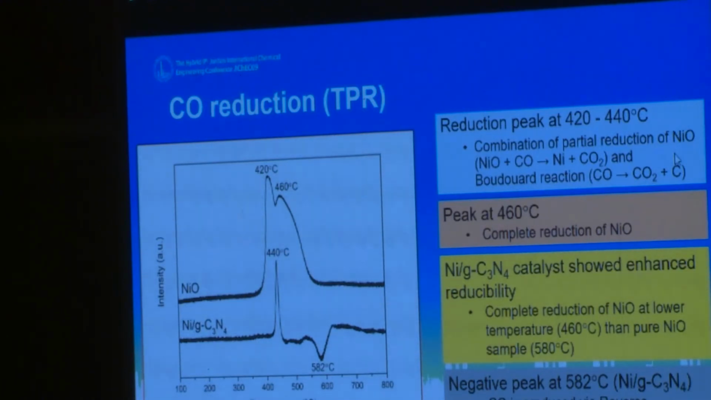So as for nickel supported carbon monoxide, the catalyst should enhance reducibility because there is a complete reduction of nickel oxide at lower temperature than the pure nickel sample. However, we detect a negative peak at 582 degrees, which we can ascribe to the CO produced because CO is produced by the reverse Boudouard reaction. Okay.